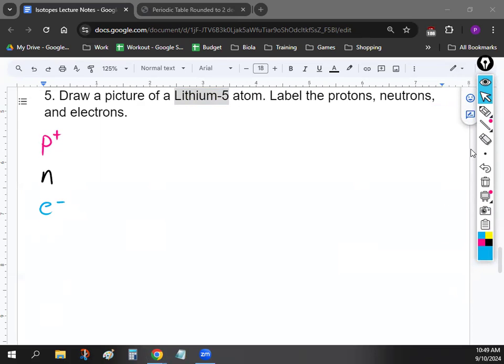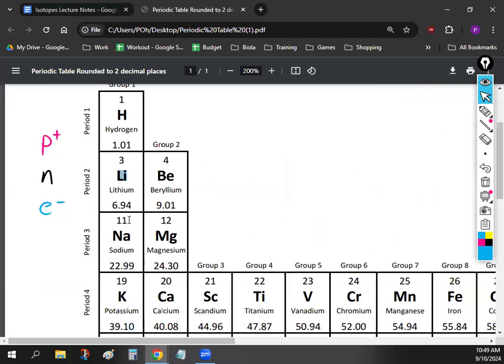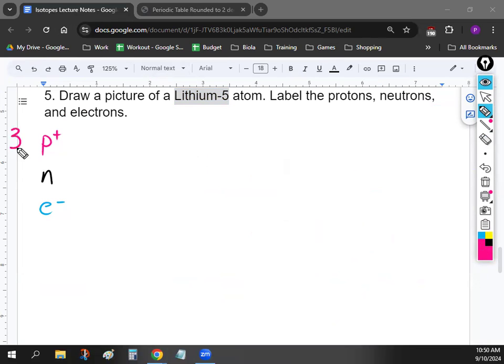All right, so let's start with the protons. Protons, very easy. We just look for lithium on the periodic table and the number on top of the box. So if we look at lithium, lithium is right here, and it has a number 3 on the top. So lithium has 3 protons. Okay, so for protons, let's do 3.